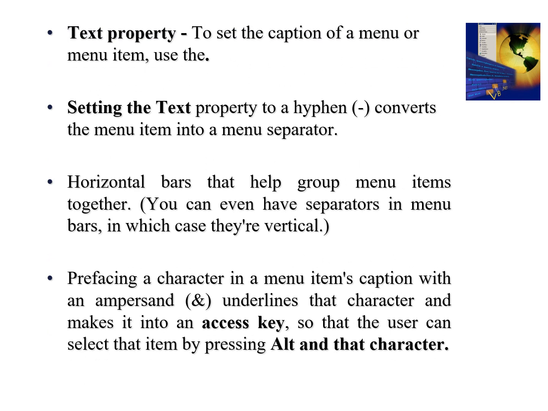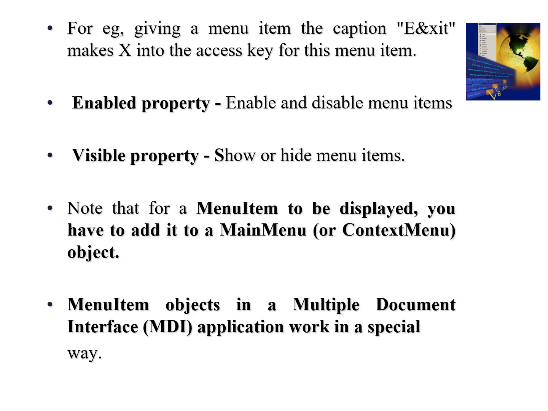You have the Text property, and setting the Text property, horizontal bars help group menu items together. Prefacing a character in a menu item's caption with an ampersand underlines that character and makes it an access key, so that the user can select that item by pressing Alt and that character. For example, giving a menu item the caption E&xit makes X the access key for this menu item. You have the Enabled property, which enables and disables menu items, and the Visible property, which helps to show or hide menu items. MenuItem objects in multiple document interface applications work in a special way.